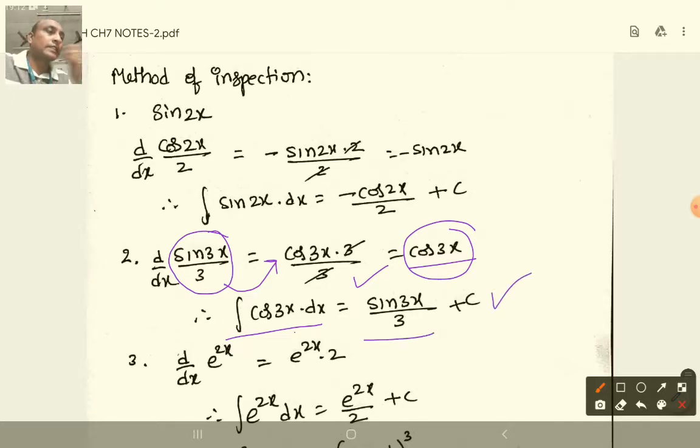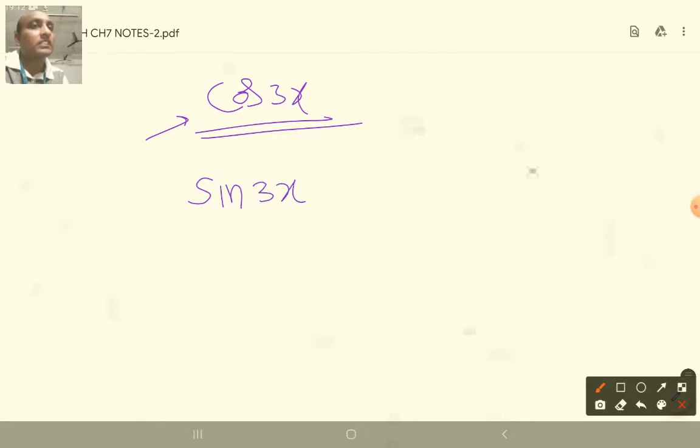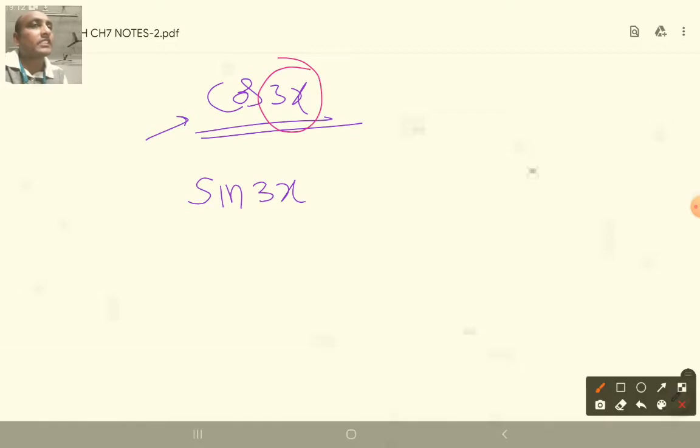So there is another way to explain it, which is the method of inspection. The second question is cos 3x. We need the antiderivative of cos 3x. To do that, we know very well cos is the derivative of sine. So take sin 3x first, because here it is written 3x. Here it is 3x, that is the reason I have taken it.